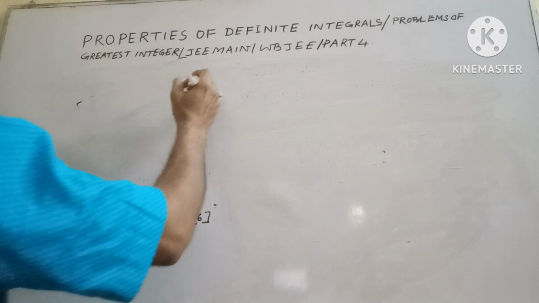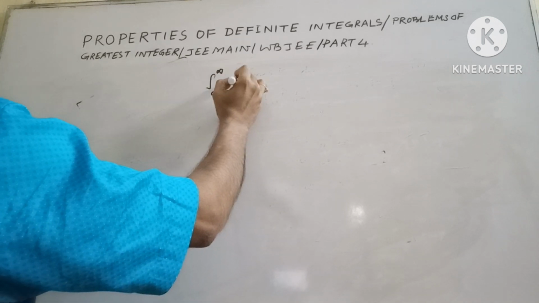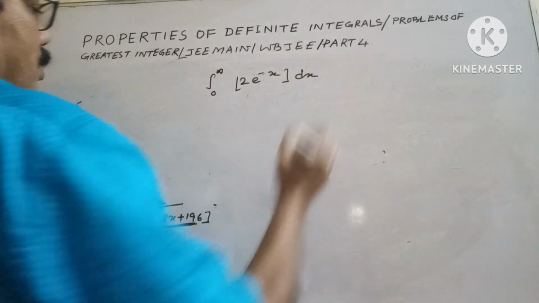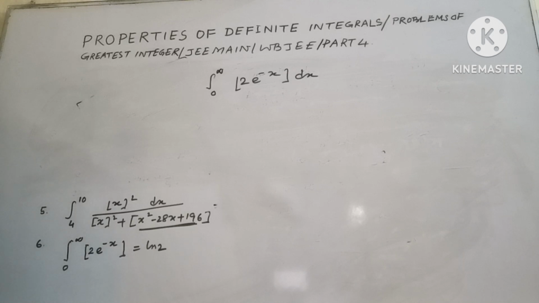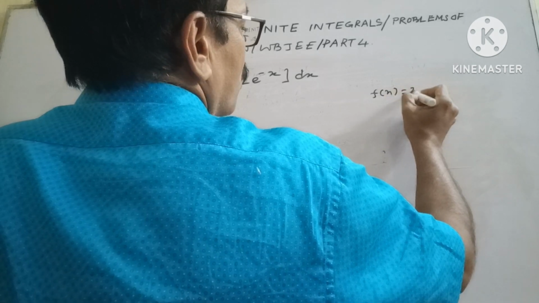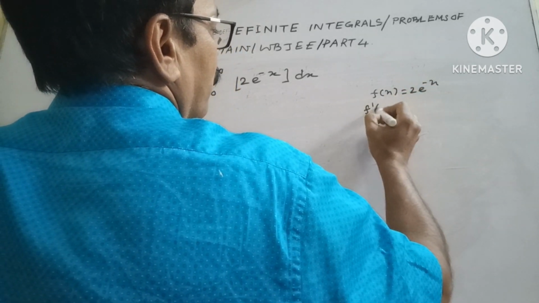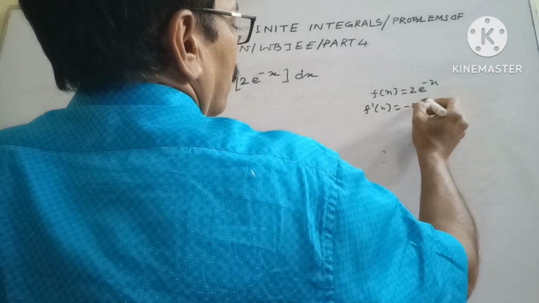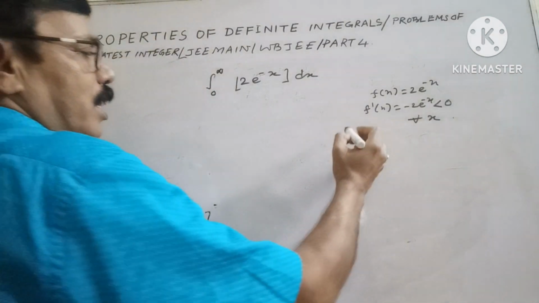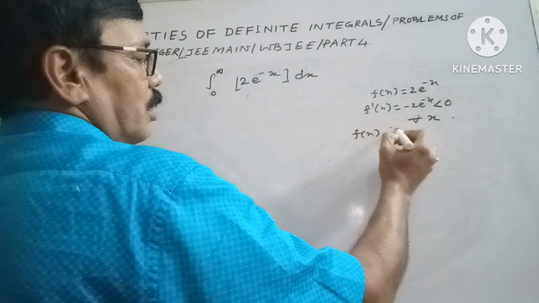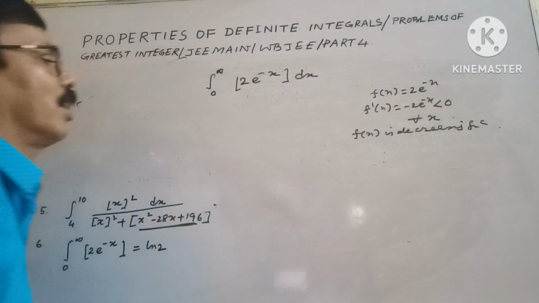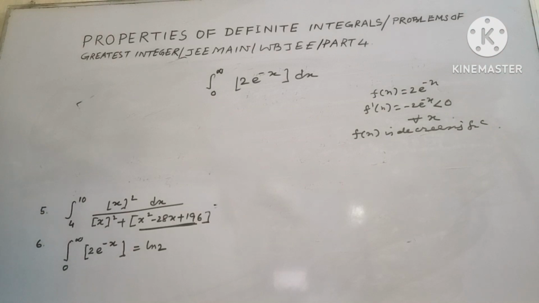Problem number 6. Integral from 0 to infinity of the greatest integer of 2e to the power minus x dx. Look, f(x) equals 2e to the power minus x. So what is f'(x)? This is less than 0 for all x. So we can say f(x) is a decreasing function.